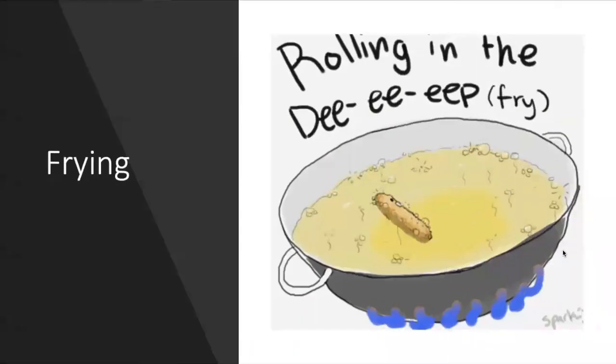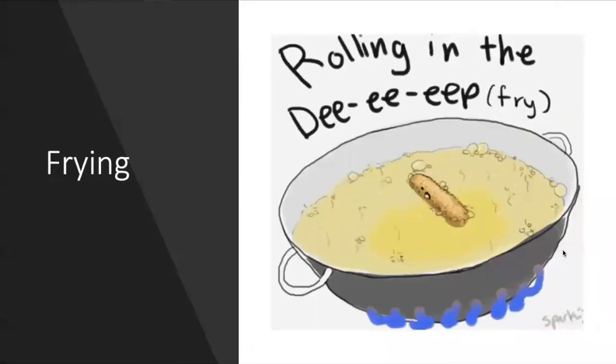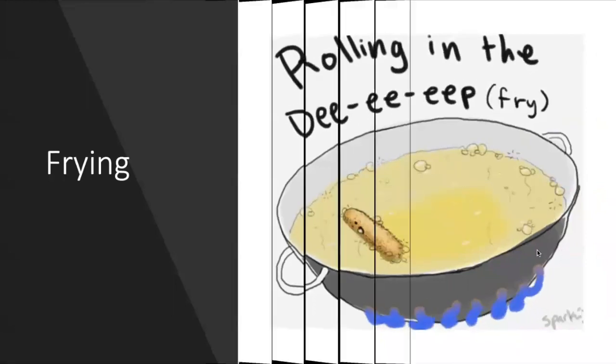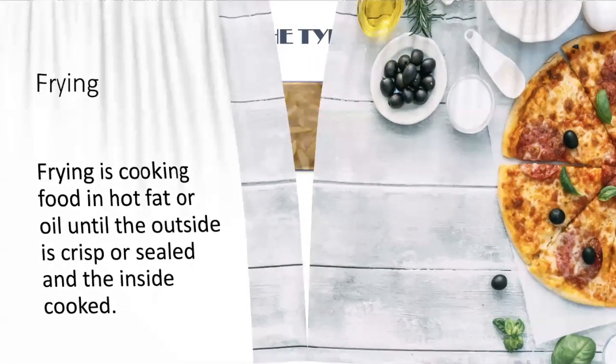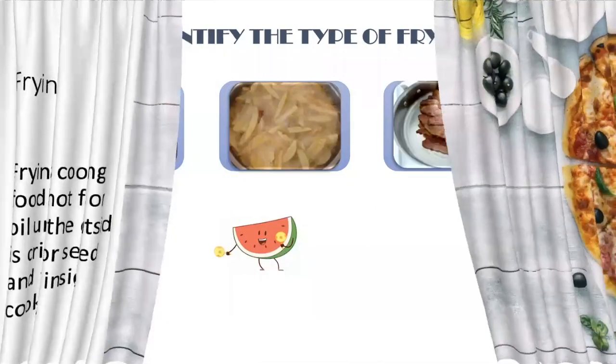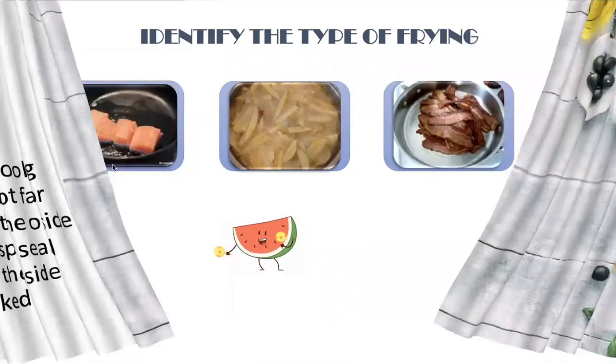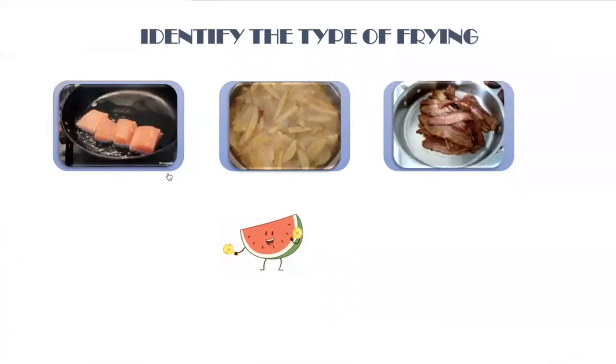All right, let's talk about frying. So we say we are going to do frying today. So what is frying though? So frying is cooking food in hot fats or oil until the outside is crisp or sealed and the inside is cooked. So we have three types of frying, right? Let's see if we can identify them.